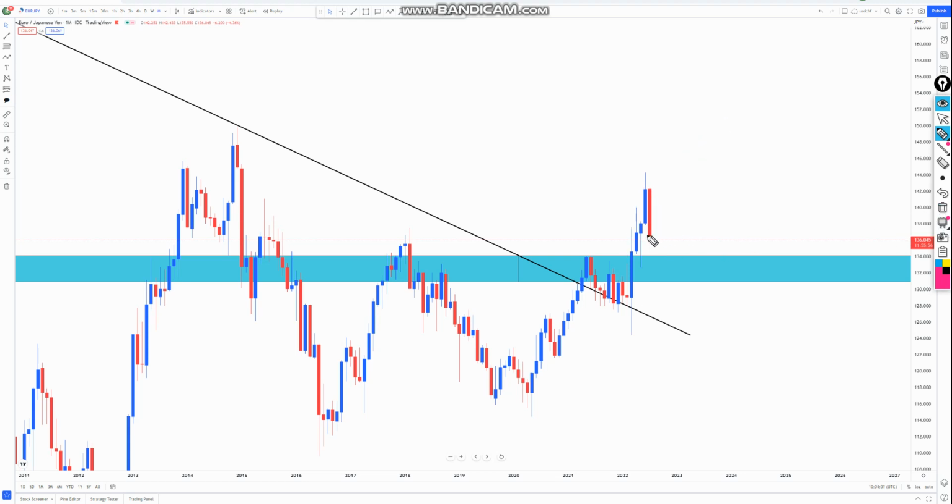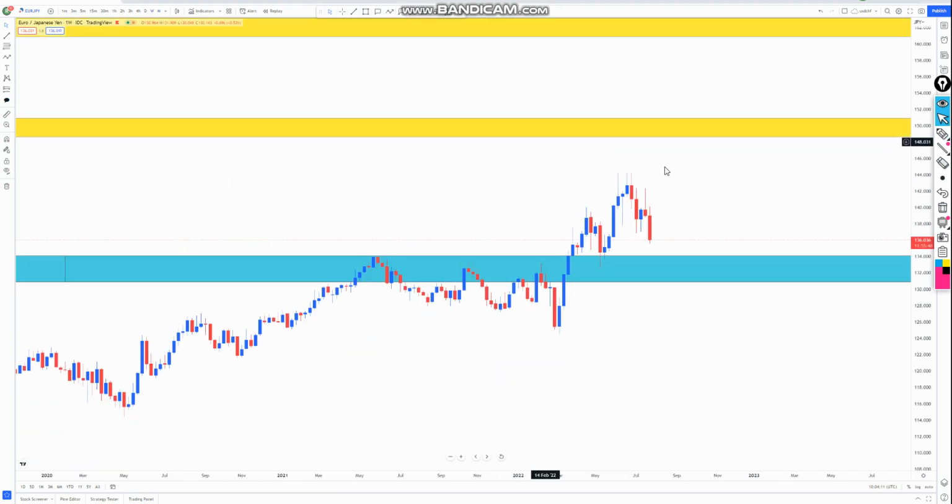All right, yes. So we are waiting for price to come and touch this level again, and then we look for what? A buy to the upside. All right, so let's move on to the weekly time frame and then have a closer look as well.